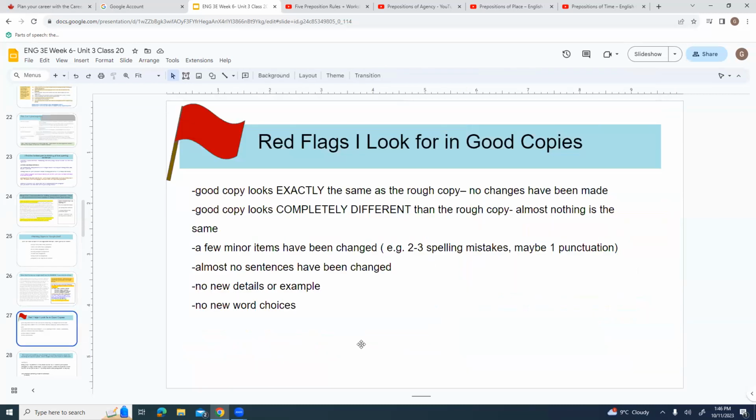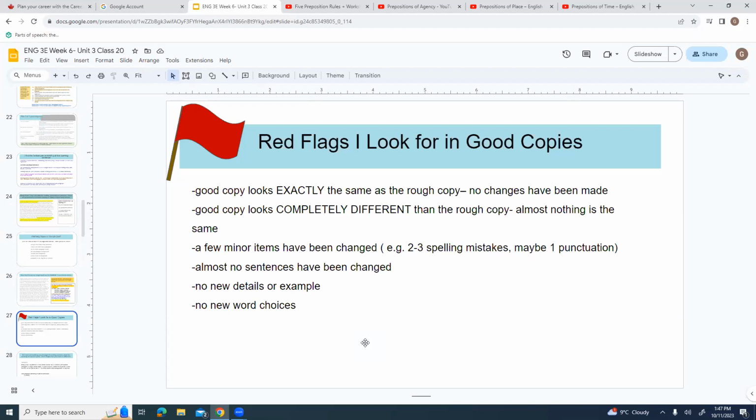Red flags. These are the things I look for in good copies that kind of set off a little warning bell in my head if I see them. If the good copy looks exactly the same as the rough copy, the only difference is it's been typed, then no changes have been made and I can't mark your revisions because you haven't made any revisions. If your good copy looks completely different than the rough copy and nothing is the same, I also can't mark your revisions because I can't see what you worked on. Okay. So there should be some similarity between the two.